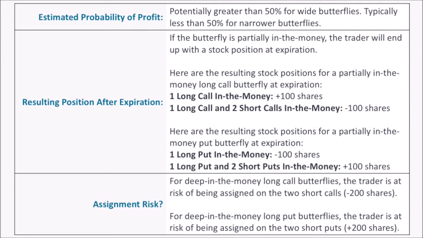Now, the estimated probability of profit for a long butterfly spread is potentially greater than 50% for really wide butterflies. That's because if you trade a really wide butterfly spread, the position will act more like a short straddle, and as we know, a short straddle has an estimated probability of profit of around 50 to 60%. Now, if you trade narrower butterflies, which is probably going to be the more common case, then the probability of profit is estimated to be less than 50%. That's just because with a narrow butterfly, you're going to have a very narrow range of profitability.